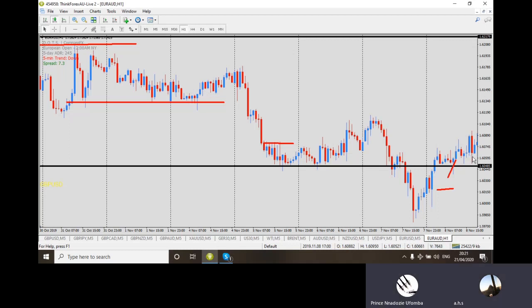What do you see of the low? Look at this candle right here. It's a bearish candle. It's a momentum candle. No, it's not a momentum candle. You're trying to rush the answer, my friend. You're a good guy, but you're trying to rush the answer.